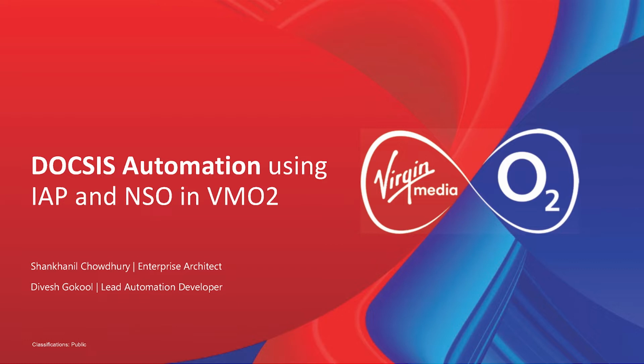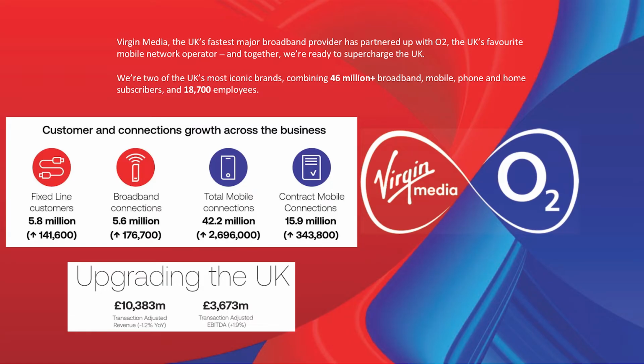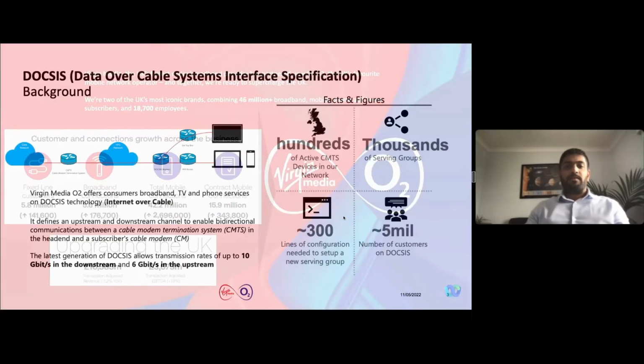Before we start with the Docsis automation, let me give you a quick background on who we are as a company. Virgin Media is the fastest major broadband provider and the best mobile network operator in the UK. You can see some of the figures on the screen, which should give you an indication of the scale of the company itself.